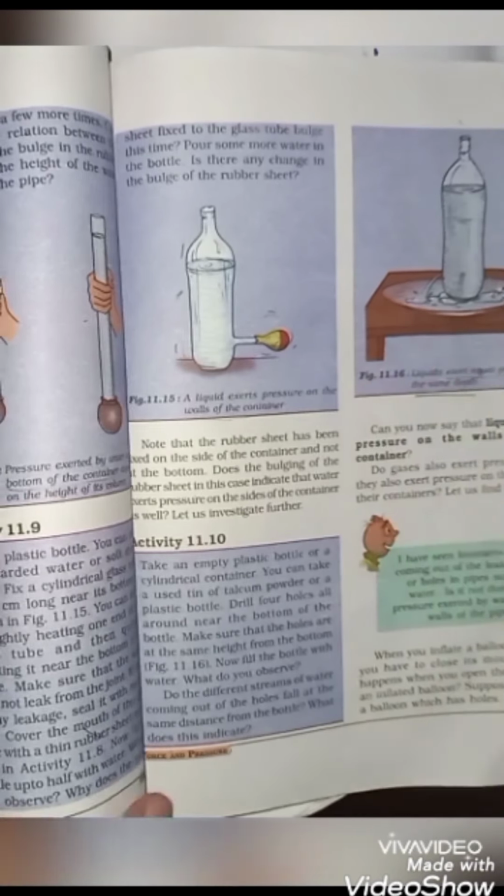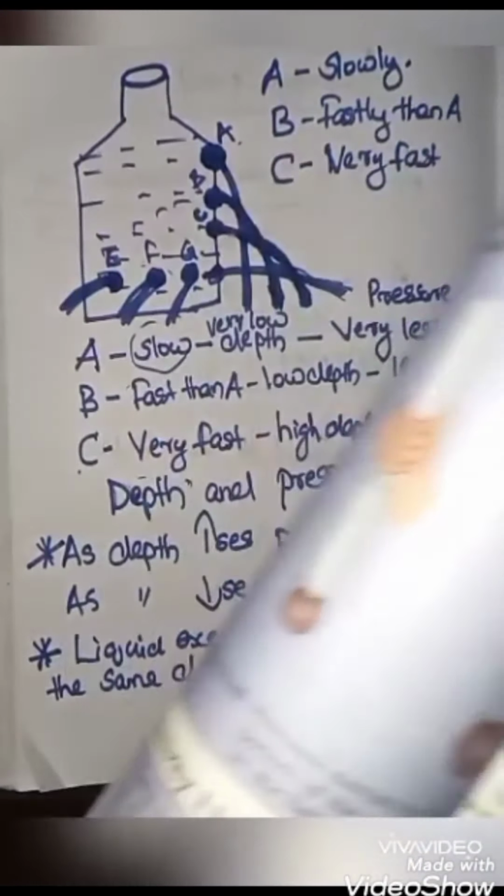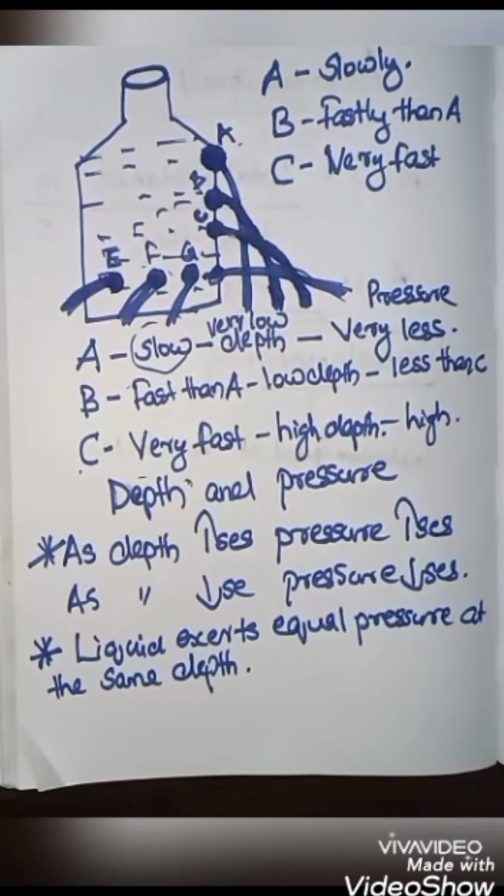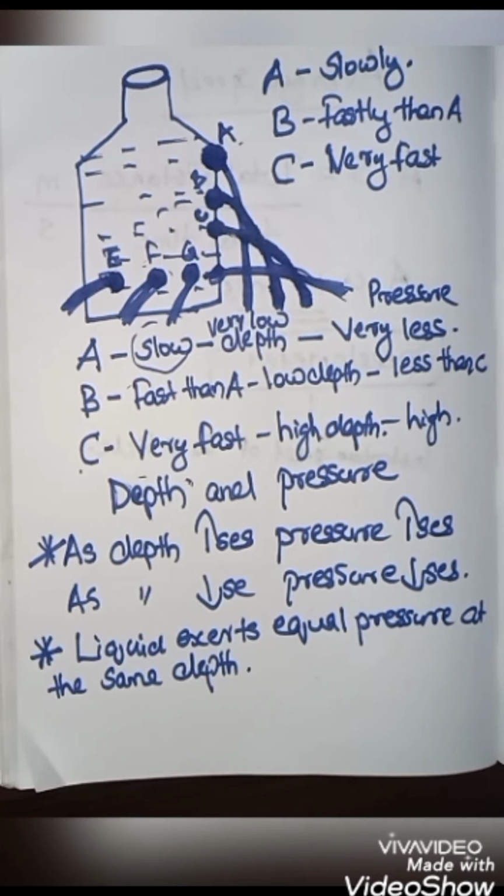Hope you understand the 4 important points. Liquid exerts pressure on the walls of its container. The pressure exerted by water at the bottom of the container depends on the height of the water. As the depth of the water increases, the pressure increases, and as the depth of the water decreases, the pressure decreases. And another point is that at the same depth the liquid exerts equal pressure.